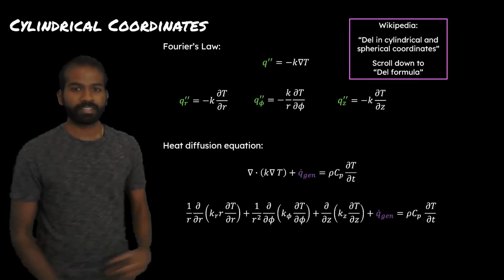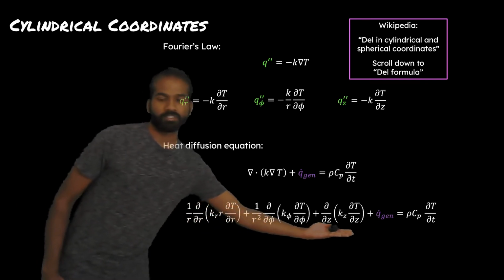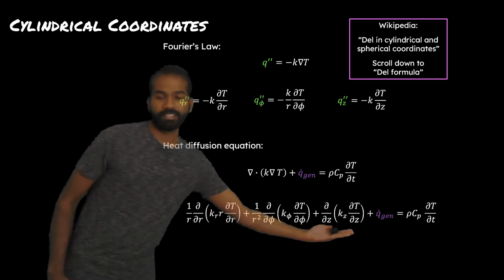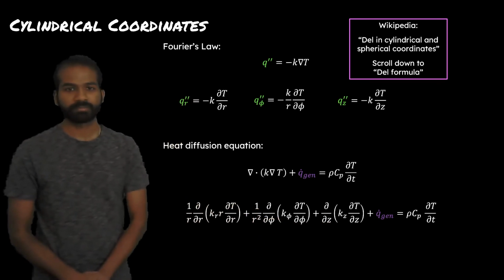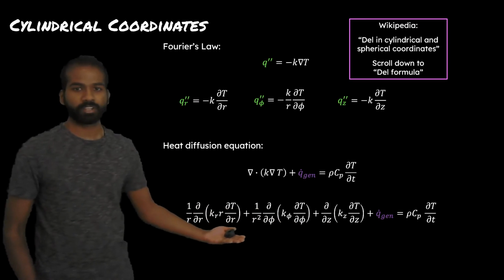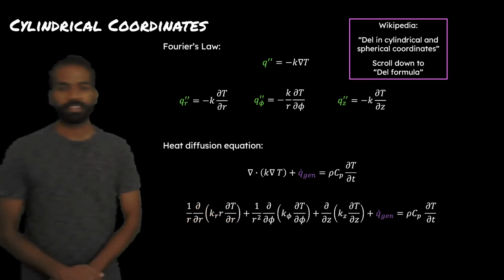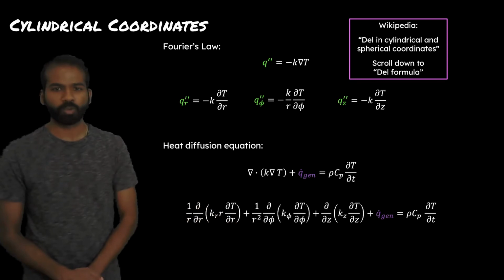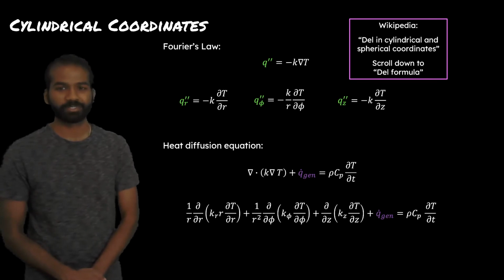The term in the z direction looks about the same as it did in Cartesian coordinates, while the terms in the r and phi direction now have these factors of r and 1 over r and 1 over r squared appearing. So you can see some clear differences here between the Cartesian case and the cylindrical coordinates case. This is the equation you will start with for problems involving cylindrical coordinates.